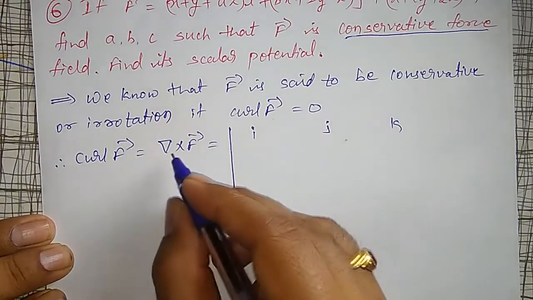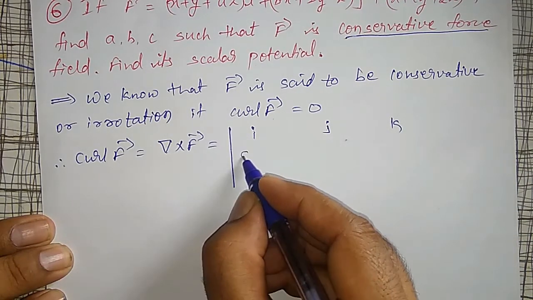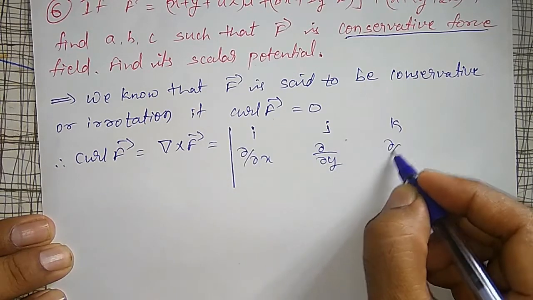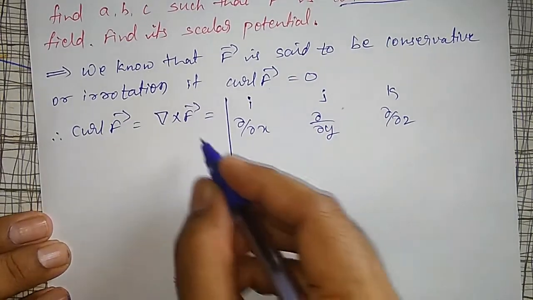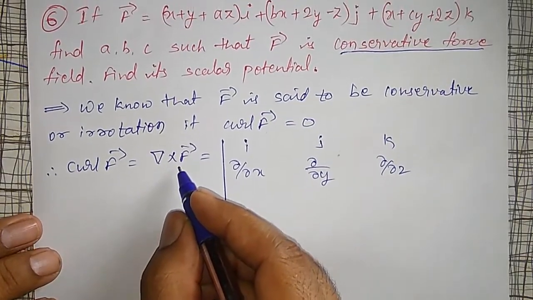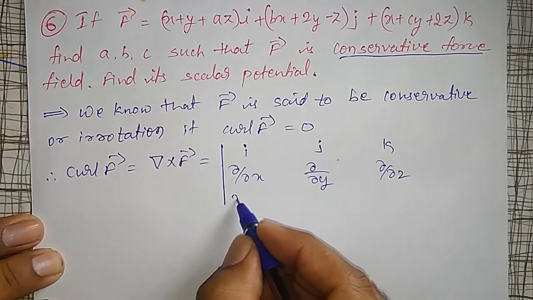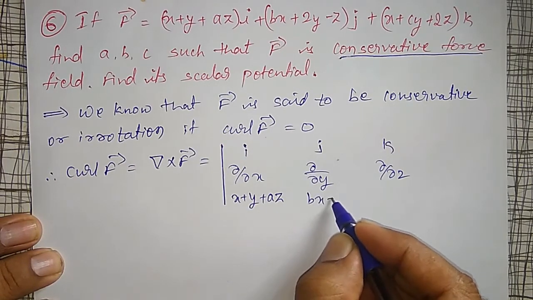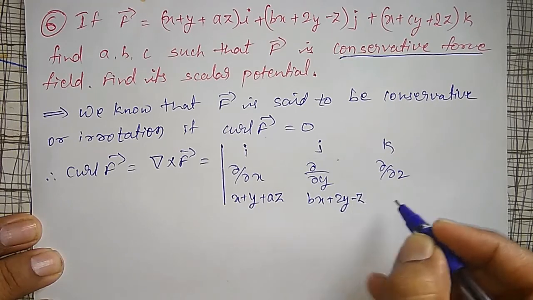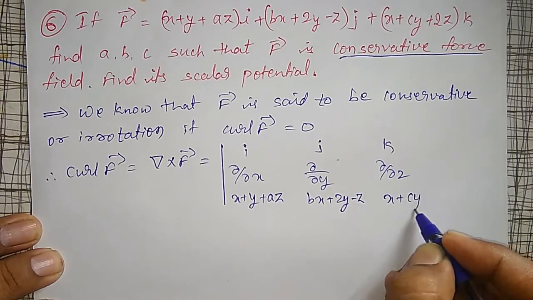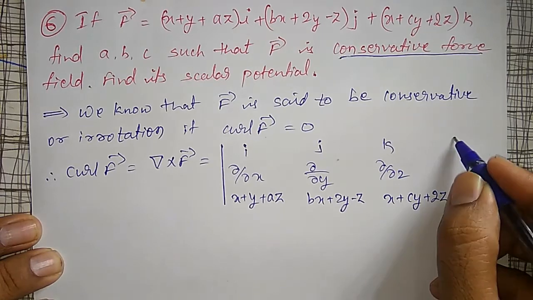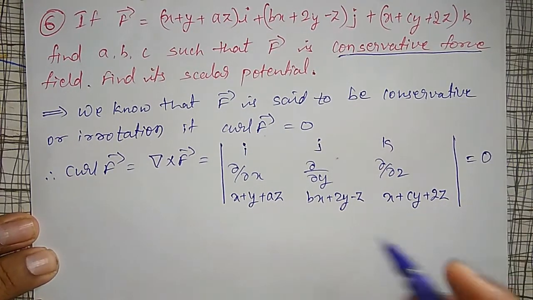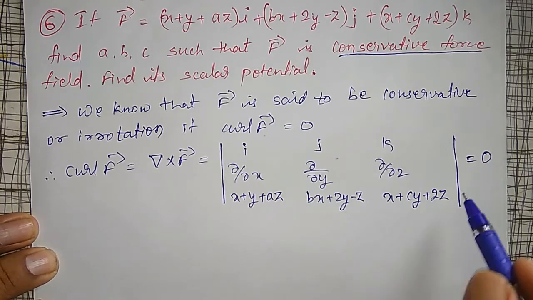The second row elements are the coefficients of del, that is dou by dou x, dou by dou y, dou by dou z, and the third row holds the components of F, that is x plus y plus az, bx plus 2y minus z, x plus cy plus 2z. This determinant I have to solve and equate it to 0 and then find the values of a, b, c.